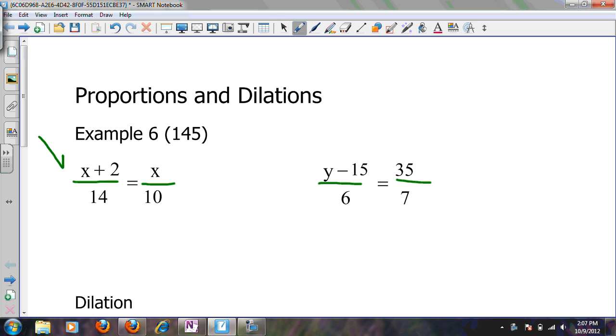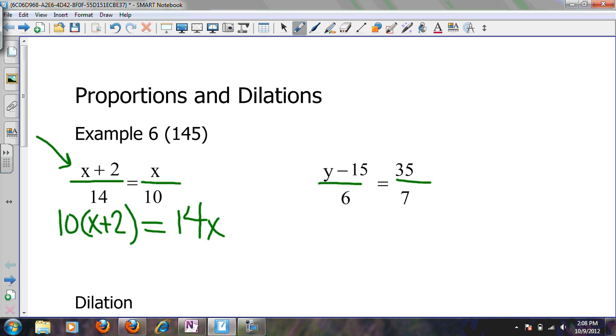And if we have two ratios that are equivalent to each other, then that means that their cross products will be equal to each other. So if we look at our first proportion, we have x plus 2 over 14 equals x over 10. So we're going to multiply the cross products, which means I'm going to take 10 times the quantity x plus 2. I need to put x plus 2 in parentheses because I'm multiplying 10 by both terms. And that's going to equal 14 times x.